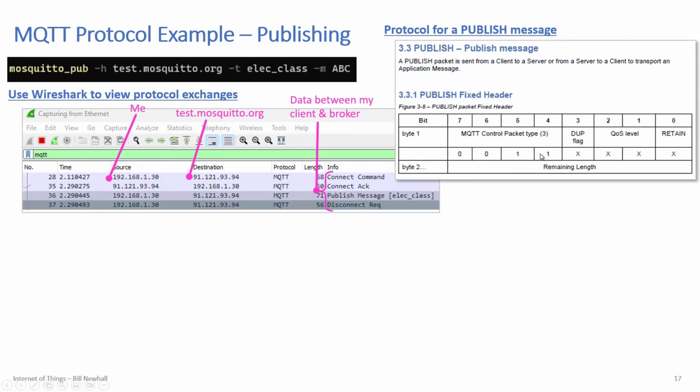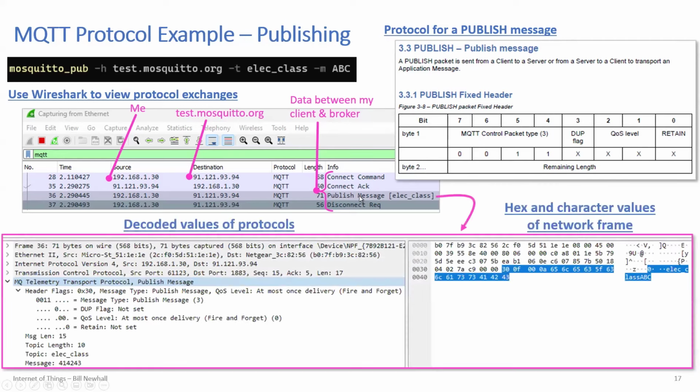That's type 3, binary 0011. And then here's where the QoS level is specified. And there's a retain field too that you want to know about. Let's talk during office hours. And then the remaining length of the message, of the data that's in this packet. And then you can decode these bits, or show these bits, I guess, and talk about the decoding of these bits.